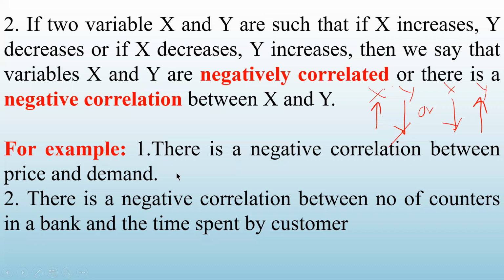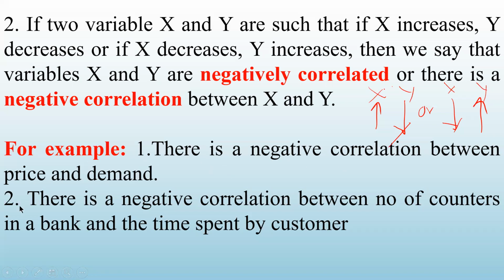Examples of negative correlation. There is a negative correlation between price and demand. You know that in economics, you must have studied the demand function or demand curve. You might have seen the graph of the demand function. If the price of a commodity increases, the demand decreases. Similarly, if the price decreases, demand increases. So price and demand vary in the opposite direction. Therefore, we say that there is a negative correlation between price and demand.